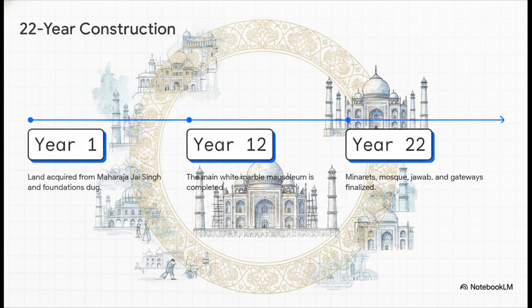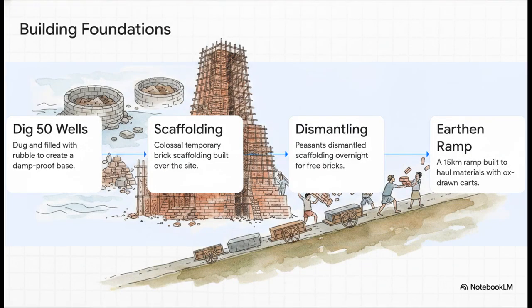They acquired the land on a plateau south of Agra from Maharaja Jai Singh, swapping it for a large palace in the city. The main mausoleum alone took 12 years to finish, and it took a whole other decade just to finalize the minarets, the mosque, the jawab, and the massive gateways. The engineering hacks they used in the 1600s are just mind-blowing.